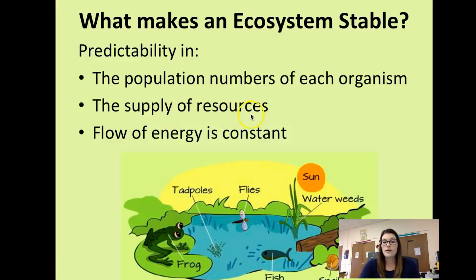You have to have a good supply of resources. Resources would be things like food, water, sunlight, and shelter, so a place to live or hide, like rabbits and chipmunks. They always need to run and hide under things to stay away from the predators so they can survive. So if you don't have enough food for all the organisms in an ecosystem, the ecosystem is not stable.